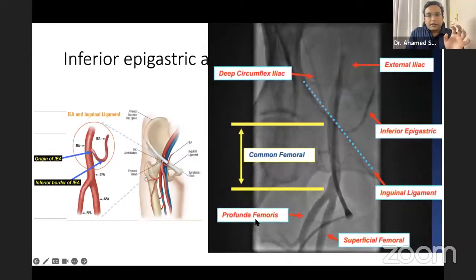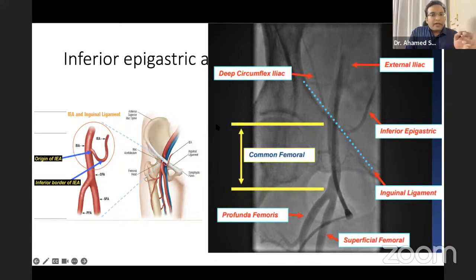So if you see here, you can see the femoral head, the most medial part, 1 centimeter lateral to it, in between the superior and the inferior border of the femoral head. In the fluoroscopy, that is the site of ideal puncture. But it would vary if we have any variants. It is not always the same or not always true.